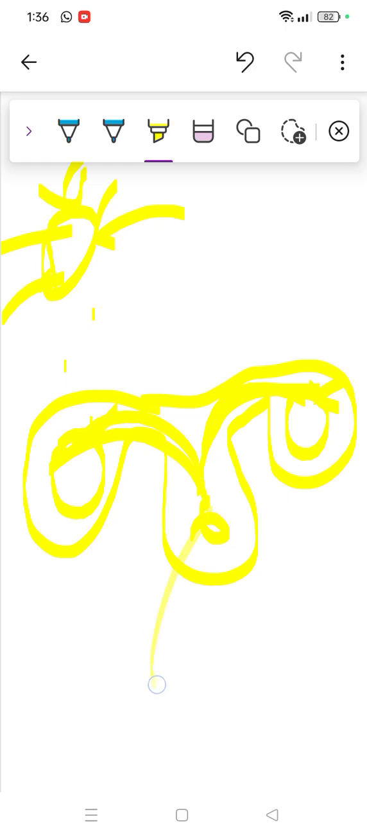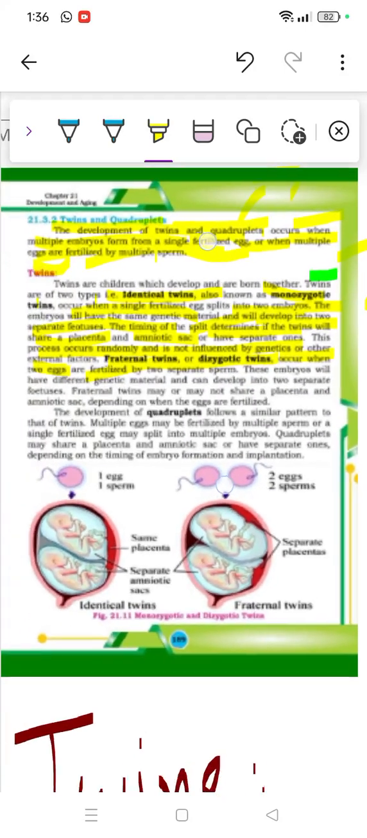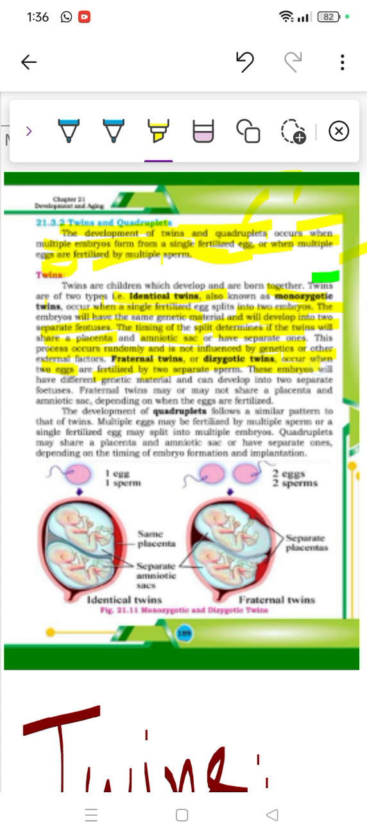Then the twins which will be formed are called dizygotic, because they will not be quite the same. Then with separate sperm, this embryo will have different genetic material, as I mentioned, and can develop into two separate fetuses. Otherwise, in the first one, monozygotic, they were sharing their fetus. Fraternal twins may or may not share a placenta and amniotic sac depending on when the eggs are fertilized. So I hope it will be clear.